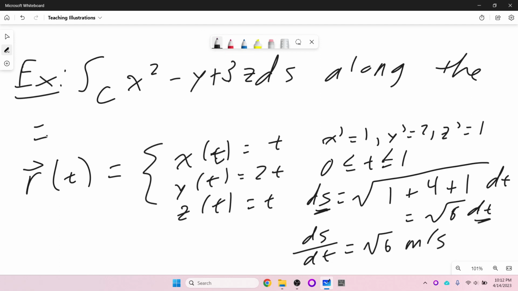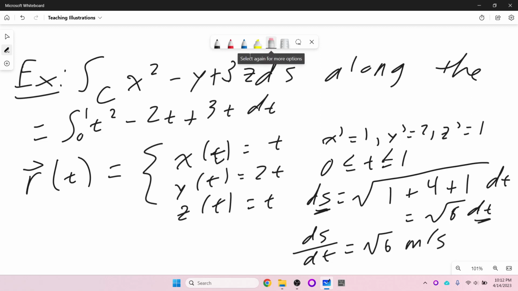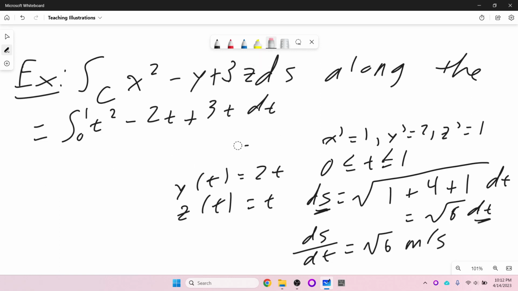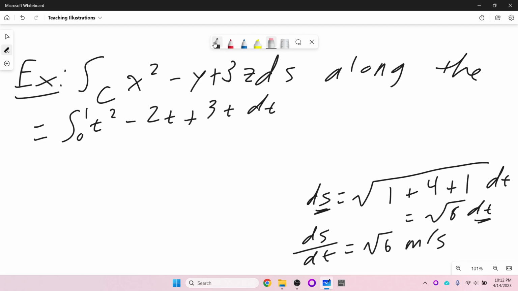So that means we are going to have this. It will become integral, we said t goes from 0 to 1, of x squared, so that's t squared, minus y is 2t, plus 3z, which is 3t, dt. So I'm going to erase some of this other stuff now. Let's see. Integral from 0 to 1 of t squared plus t dt.